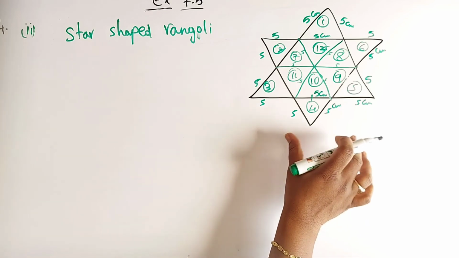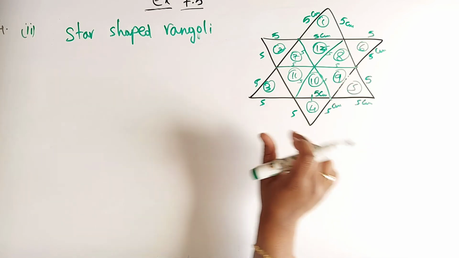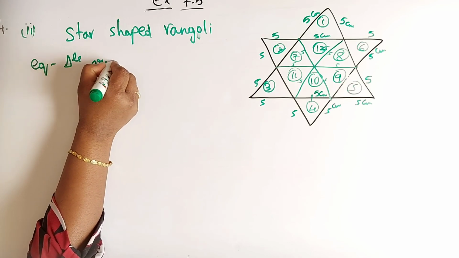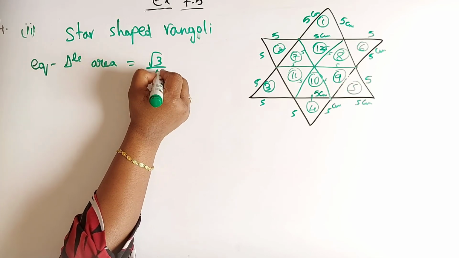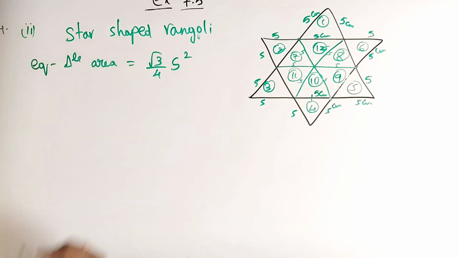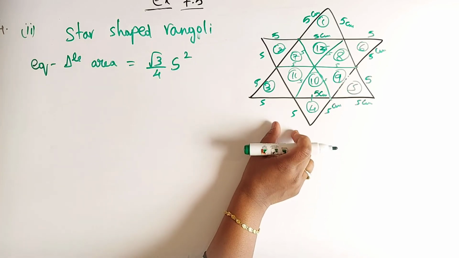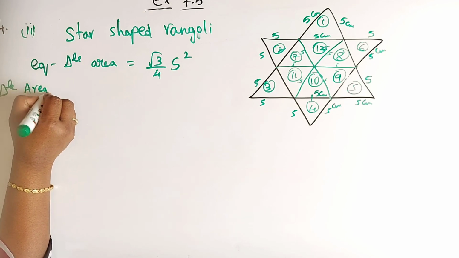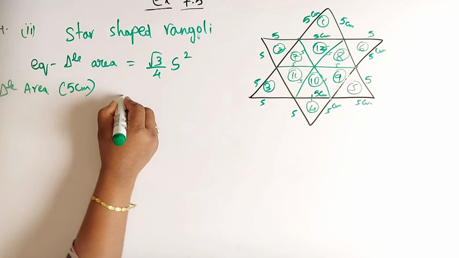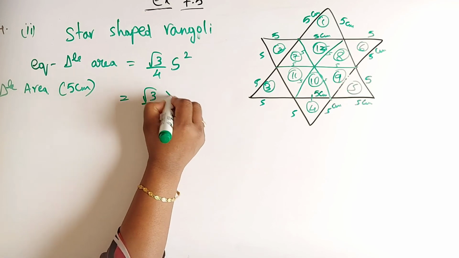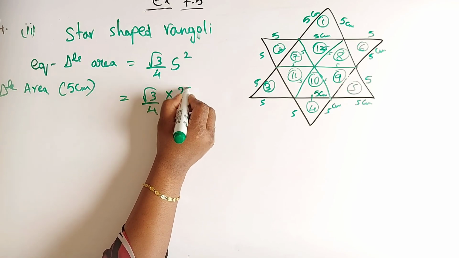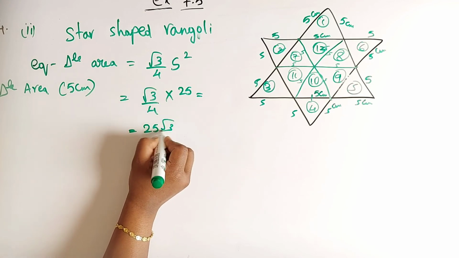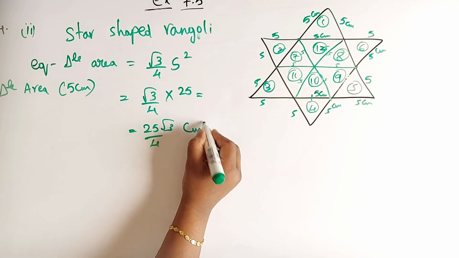Okay. Same here also. We have to find the equilateral triangle area. What is the equilateral triangle area formula? That equals root 3 by 4 s square. Correct, children? Here s is 5 centimeter. So first we will find out the triangle area for the 5 centimeter equilateral triangle. That equals root 3 by 4 into 5 square. 5 square means 25. Right, children? That equals 25 root 3 by 4 centimeter square.